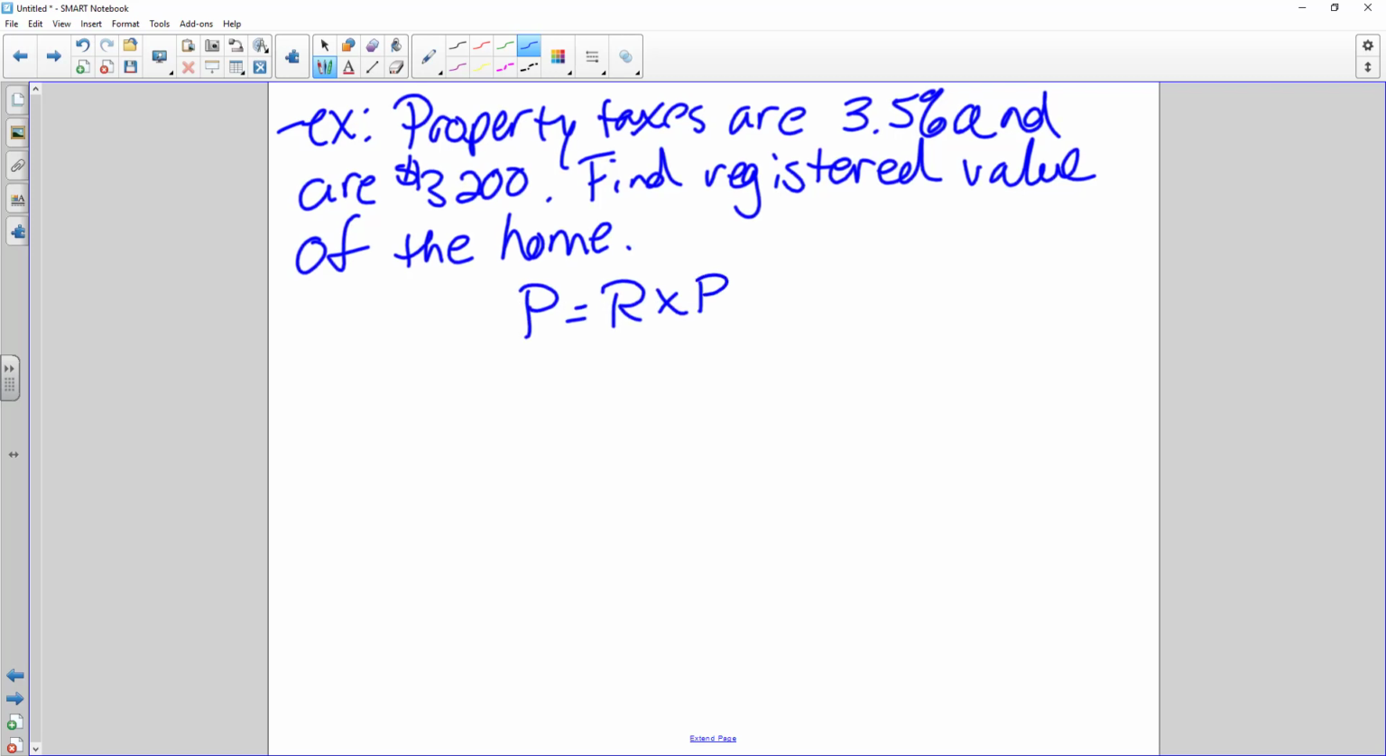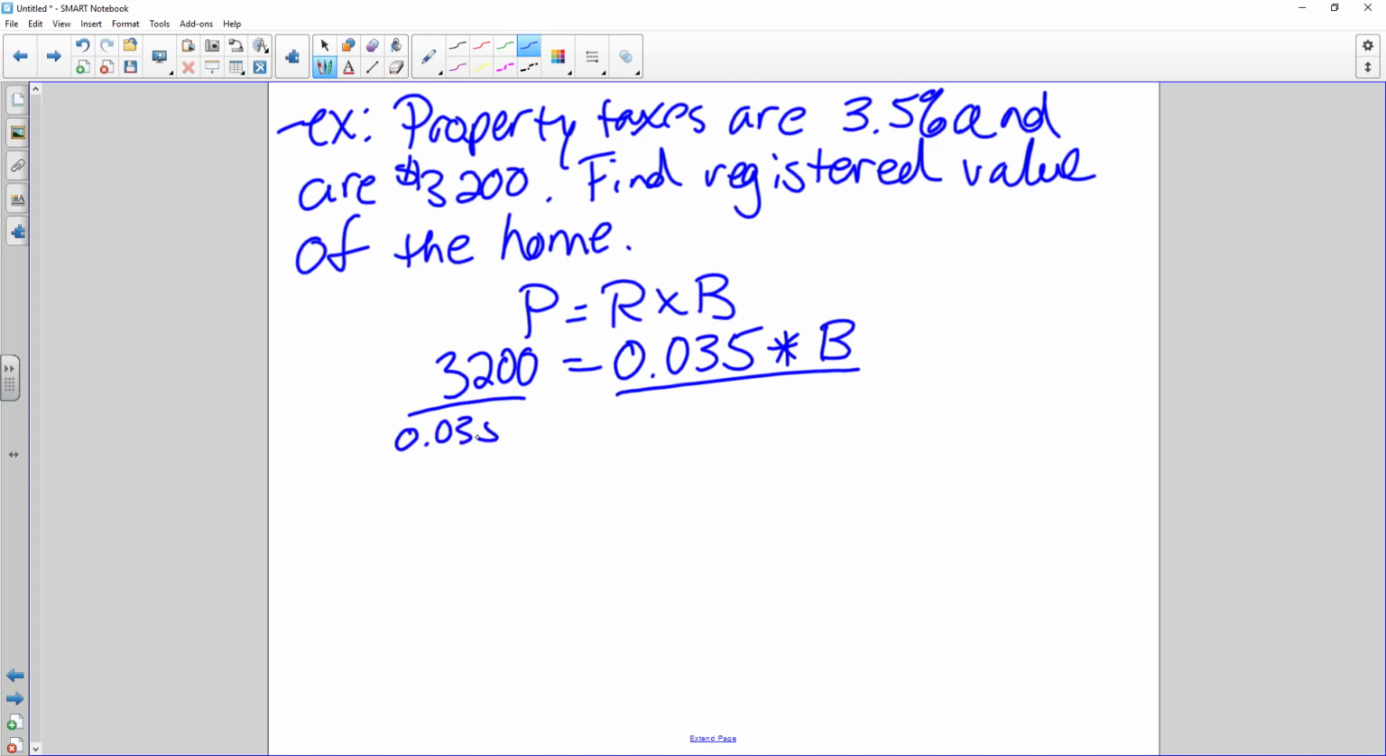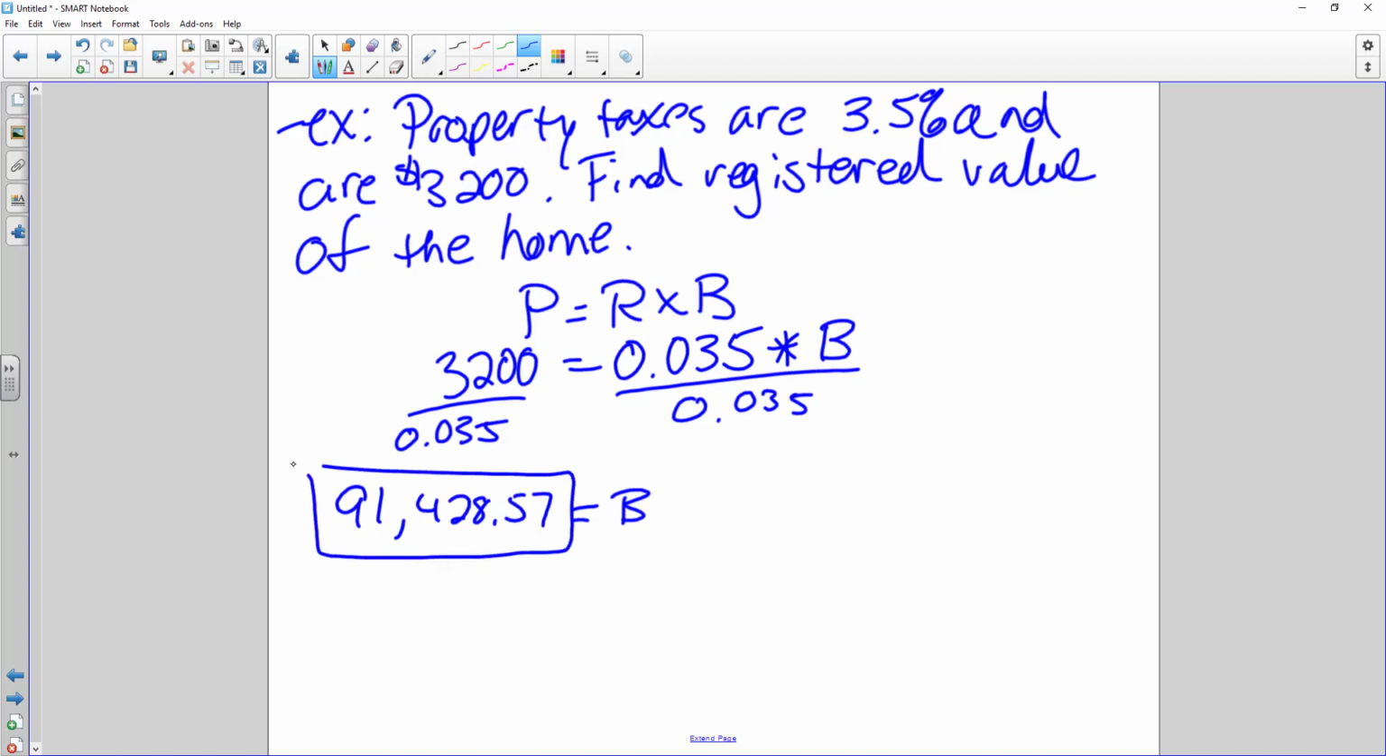So again, part equals rate times base. Like with other ones, the rate is usually either I'm looking for the percent, I don't know the rate, or if I'm given a percent, that is the rate. So in for rate, I can plug in 0.035. Now the 3,200 is the property taxes. I'm looking for the value of the home. So the thing I don't know is the base, the value of the home. The part is the part of the whole entire value that is the property taxes. So to get the base alone, I'll divide by 0.035. My base is going to be 3,200 divided by 0.035, which is $91,428.57. Okay, so that would be the value of the home.